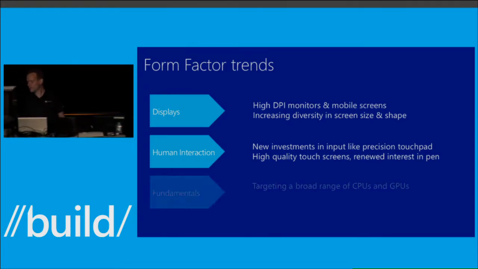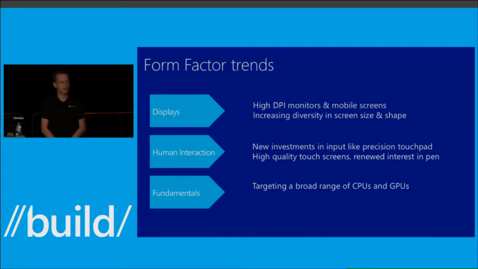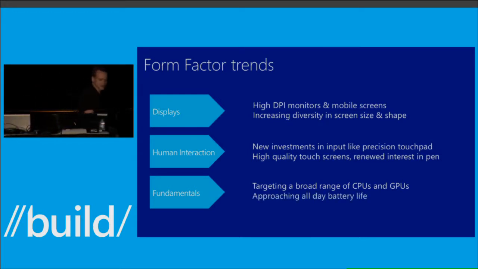OK, so finally, we come on to think about fundamentals. We know that CPUs and GPUs are becoming more diverse. But at the same time, the expectation that the OS and applications themselves are very immersive and rich has gone up. So users expect fluid animations and responsive panning and zooming. And this is despite the power-first architectures that are coming out from chip manufacturers now, where they're trying to eke out every last minute of battery life.